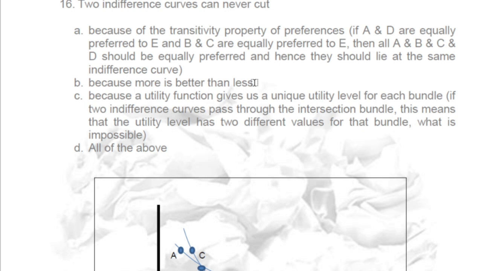So it's true, and then it should be D. Yeah, because the utility function gives us a unique utility level for each bundle. Yes, of course. Well, from mathematics, what is a function? A function is a law that gives us, for the same point in the domain, a unique image, no? A unique level of the function. So it can't have two values, that function.